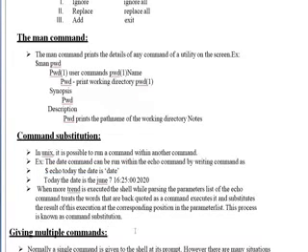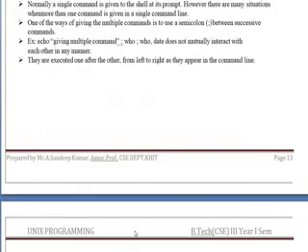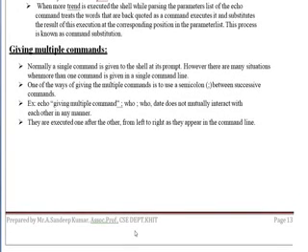Next, giving multiple commands. In a Unix operating system, there is no rule that you have to give only one command at a time, right? You can give multiple commands at a time. To do so, you can write multiple commands separating each and every command with a symbol called semicolon.